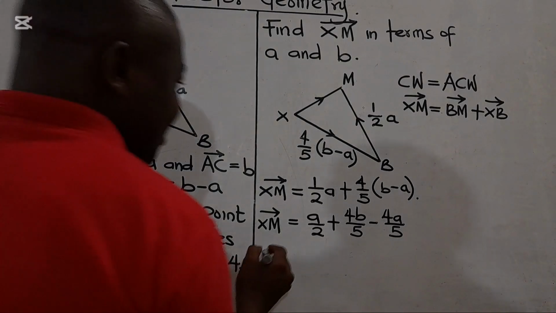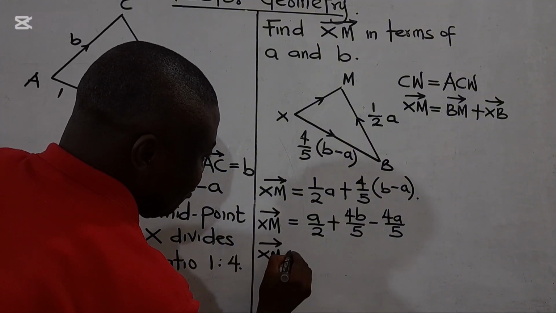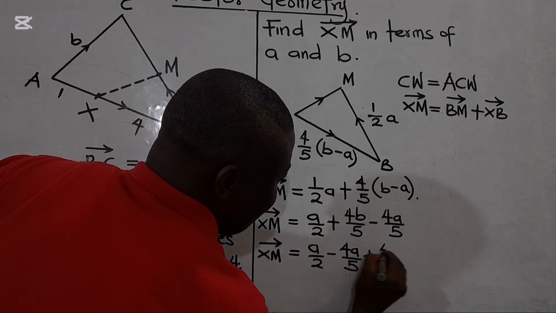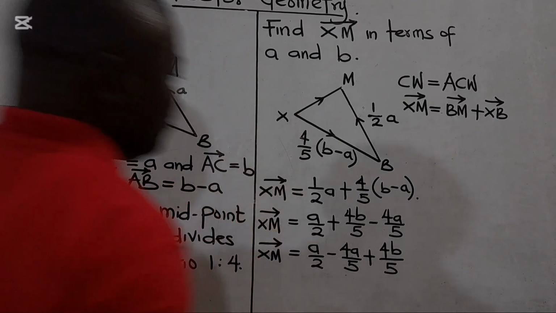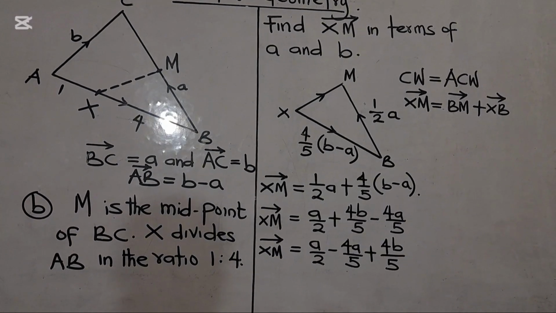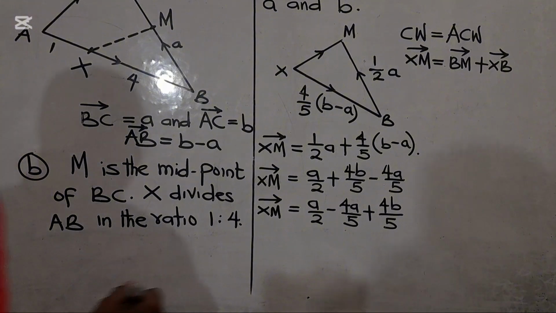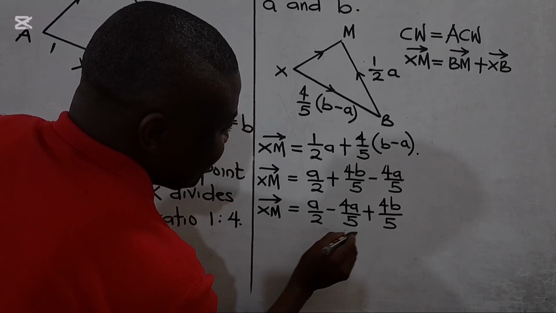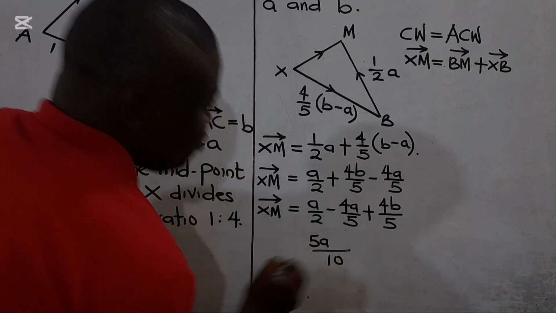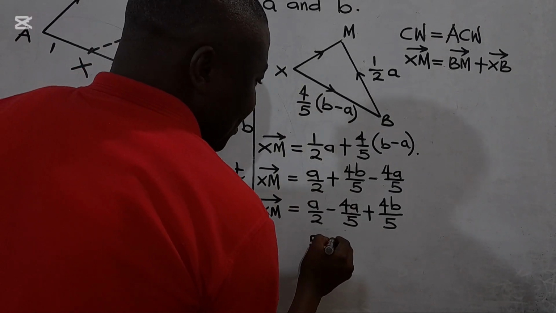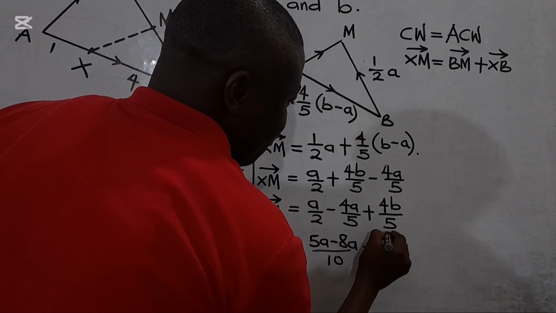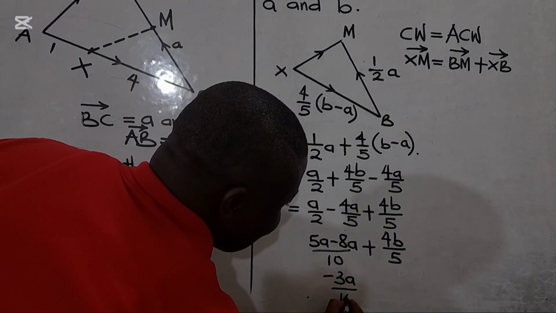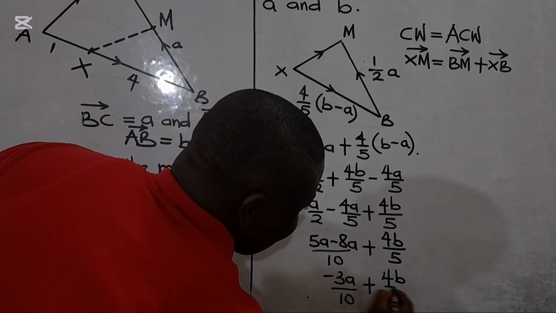Next, let's collect like terms. XM gives us A/2 minus 4A/5 plus 4B over 5. Let's adjust it. The LCM of this is 10. 2 into 10 is 5, 5 times A, 5A. 5 into 10 is 2, 2 times 4A, 8A. Plus 4B over 5. This gives us minus 3A over 10 plus 4B over 5.